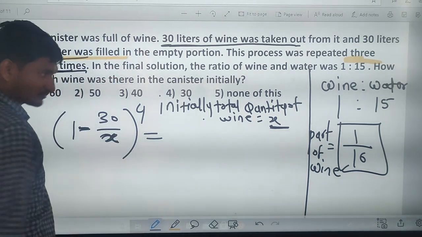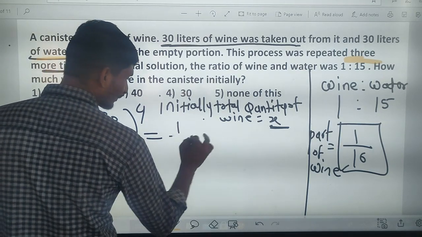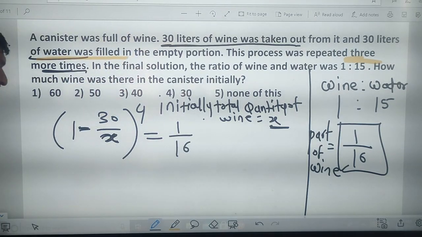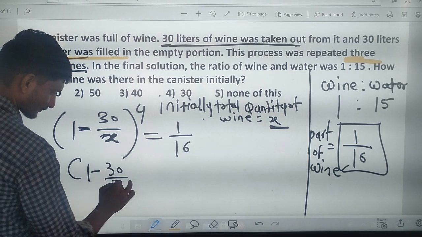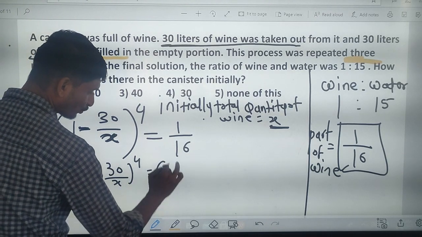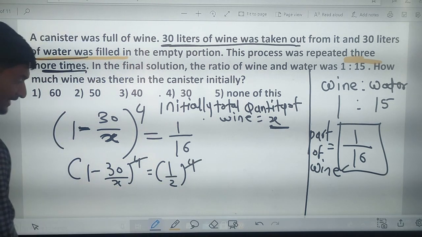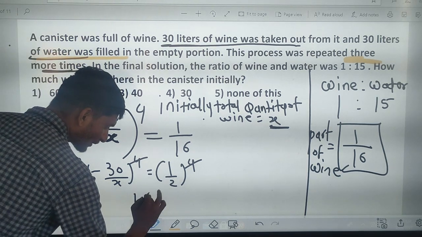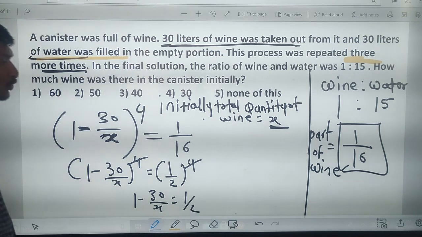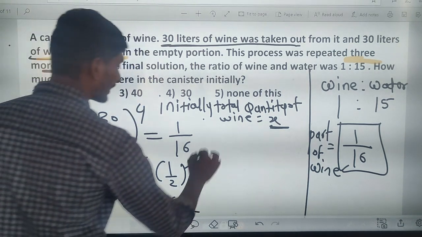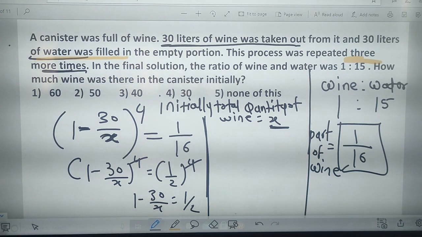Then the part of wine remaining here is 1/16. Now we write here (1 minus 30 divided by x) raised to 4 is equal to (1/2) raised to 4. Then the 4 gets cancelled. Here we write 1 minus 30 divided by x is equal to 1/2.